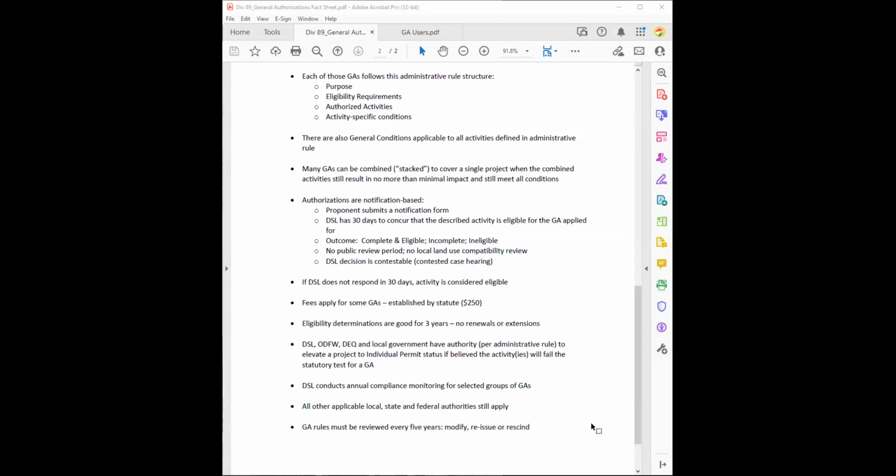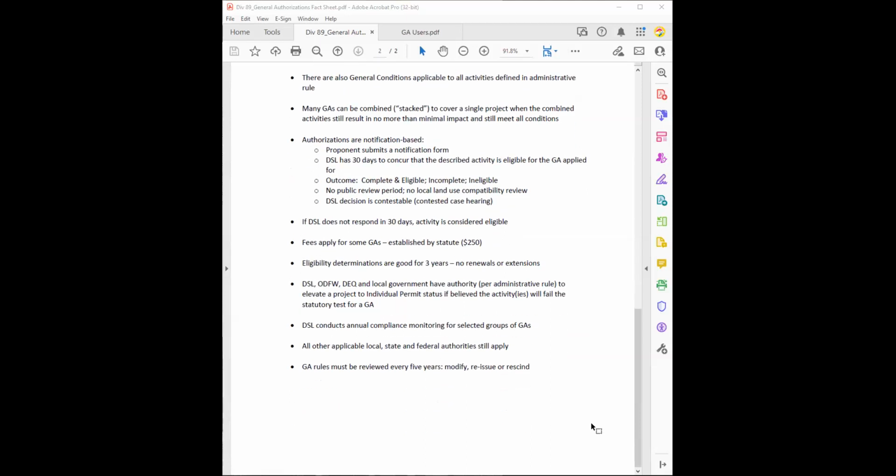Important to know that when a GA is submitted, we do have up to 30 days. If we miss that 30-day window, your project is automatically deemed eligible and it can proceed. I guess the good news there is DSL has almost never missed that 30-day deadline. It is a very high priority for staff. So 99.9% of the time, we are going to let you know within that 30 days.